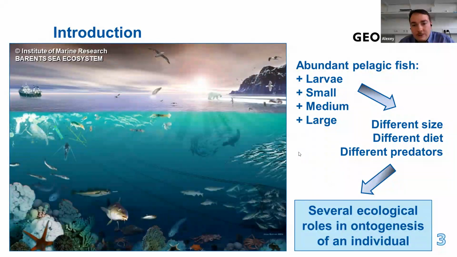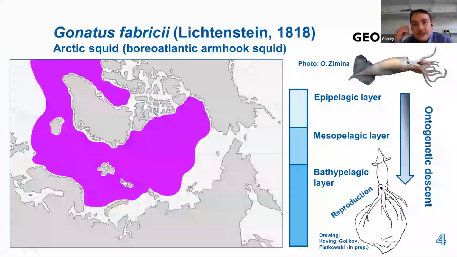So let's discuss one particular example. Our example today is no fish at all. It's the Arctic squid, Gonatus fabricii. It's the only squid species in the Arctic, and its common name, vernacular name, is Boreatlantic armhook squid, actually. But if we look at this range, you see it's mostly in the Arctic. What is so curious about this species?